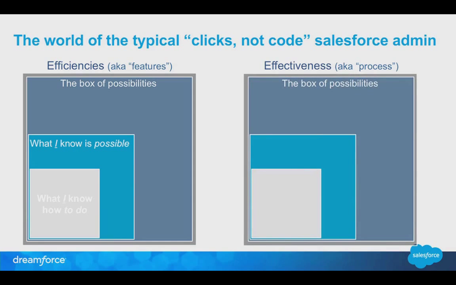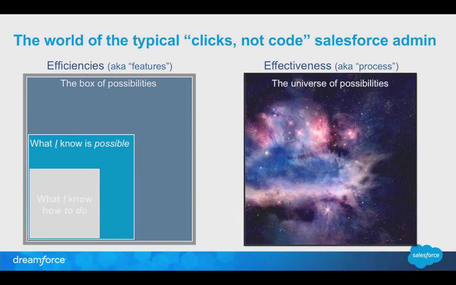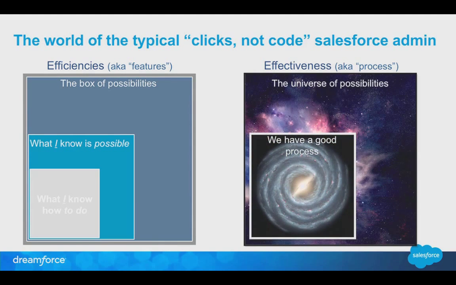When you think about the box of possibilities for effectiveness, it's a little bit different. Actually, it's vastly different because there is no box of possibilities. There is a universe of possibilities. Every company is doing things in a different way. Of course, you better be. But within that universe of possibilities, here's where you might be at.